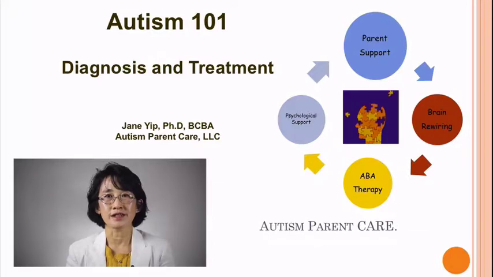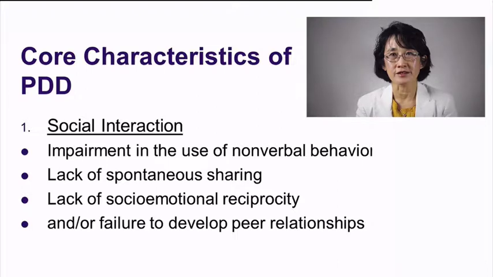At Autism Parent Care, we offer ABA therapy combined with our unique approach. We support the parents psychologically and we help parents visualize the progress of ABA therapy on their child as intervention progresses. What are the main characteristics of autism?